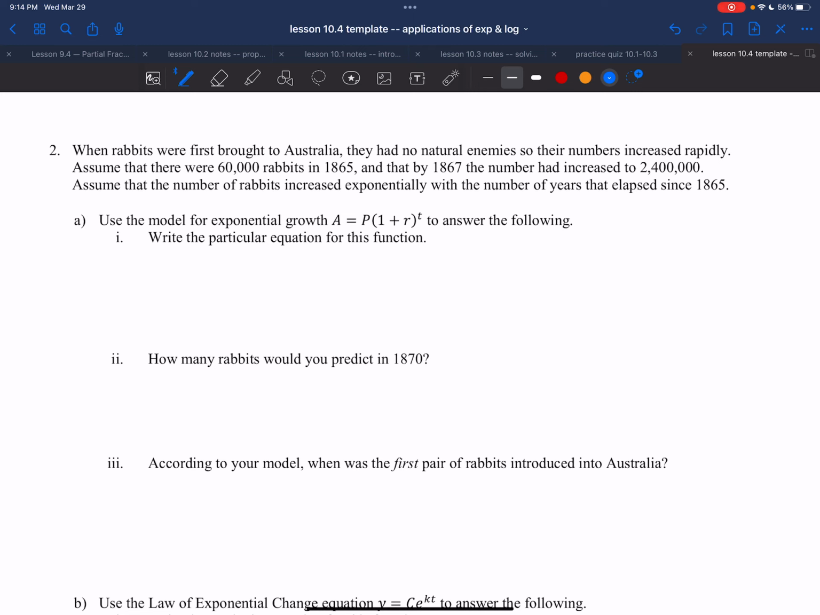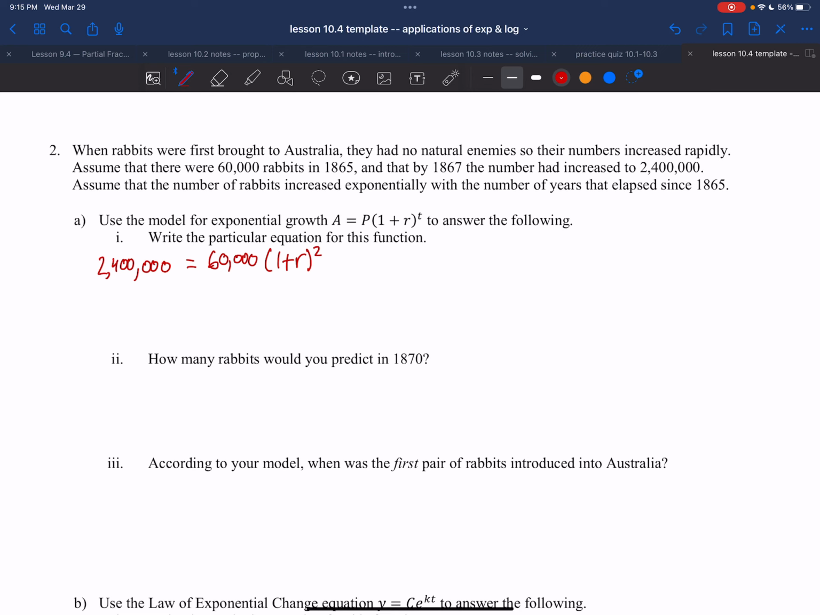Now, here's the thing. Based off the information given, you know the starting amount of rabbits, you know the ending amount of rabbits, and you know the time is 2 years passing. What you don't know is the rate. What's the annual rate of growth of these rabbits? And that's what we seek to find. Okay? So let's plug some of this stuff in. I keep wanting to say 24 million. 2,400,000 equals 60,000 times (1 plus r) to the t, where t is 2 years.